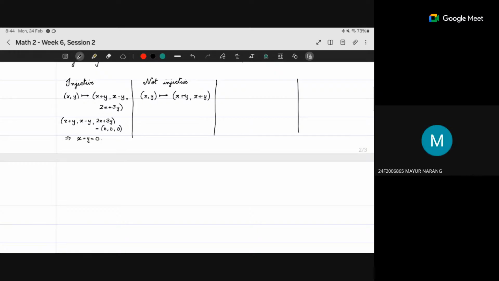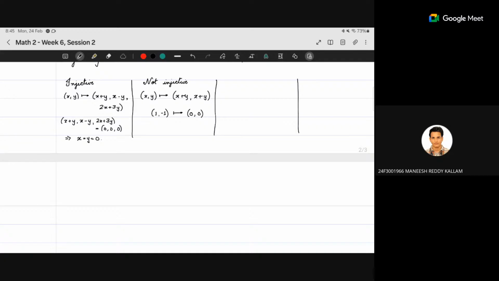X not equal to y. So there would be many values basically. Give me at least one. x is equal to minus y. x is equal to minus 1, y is 1. So minus 1, 1 goes to 0. Even 2, minus 2 will go to 0. Even 0, 0 goes to 0, so both are there.